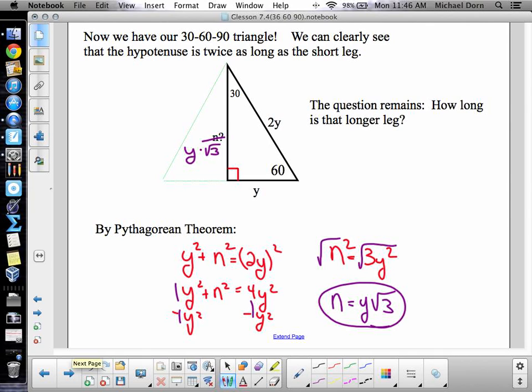And what makes this kind of confusing for a lot of people is people go, oh, it's like 1, 2, 3. Like your 30, 60, 90 is like 1, 2, 3, right? That's what you said. It is like 1, 2, 3, except here it's not actually 3, it's the square root of 3, which is less than 2. Square root of 3 is about 1.7.